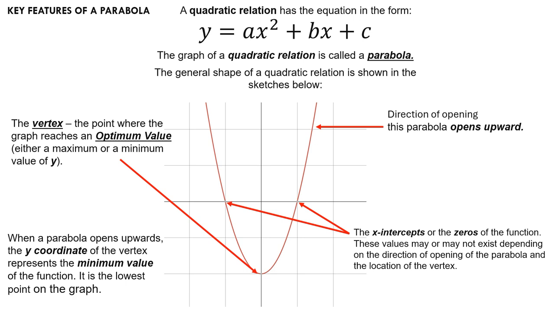The x-intercepts, sometimes called the zeros, may or may not exist. It all depends on whether the graph crosses the x-axis. The x-intercepts are the points where the graph crosses the x-axis. So in this case, -1 and 1 would be the x-intercepts, or zeros.